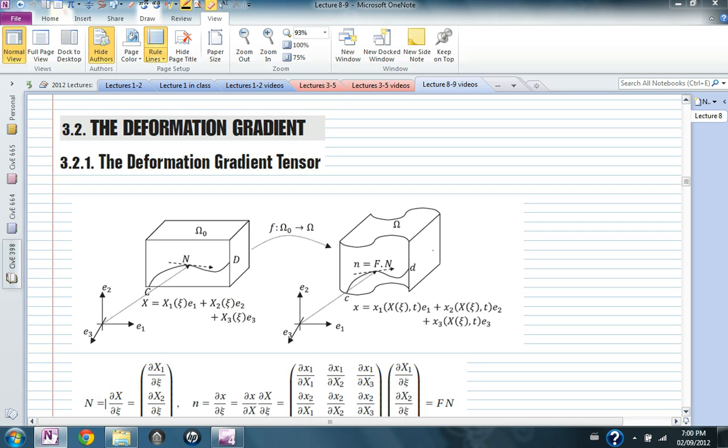In this part of Chapter 3, Deformation and Strain, we are going to study the deformation gradient and a few measures of strain, or a few measures of deformation. These measures of deformation are what tell me whether a material exhibits strain or not.